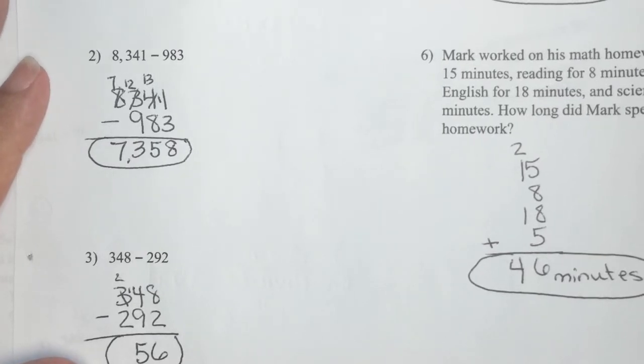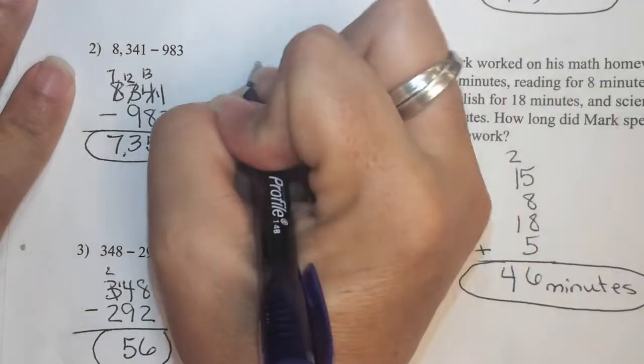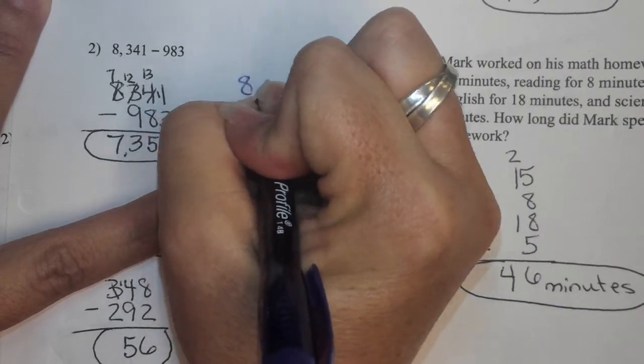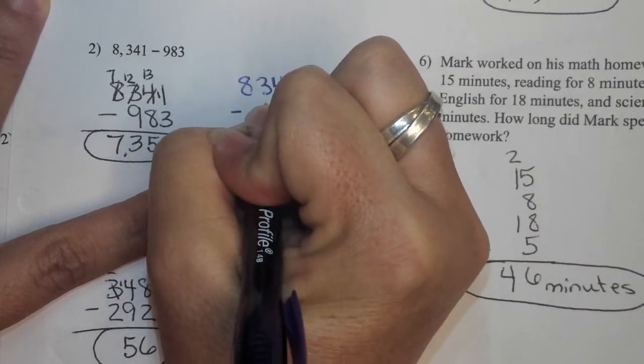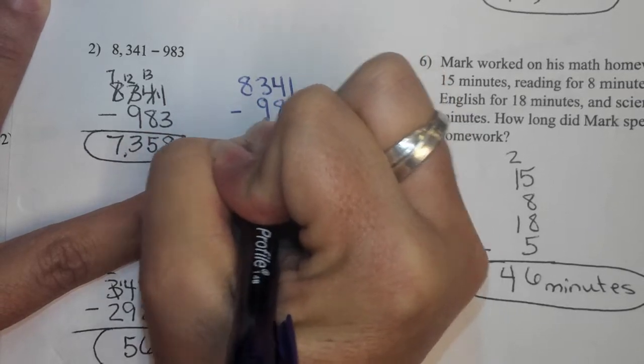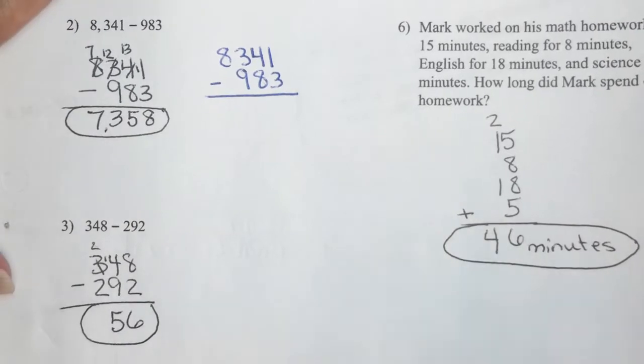Do you want me to work it out? I don't mind. Okay, so look. I will work it out right here. The number is 8,341 minus 983. Okay. Most of the time it's borrowing, and you just kind of have to slow down and do it step by step.